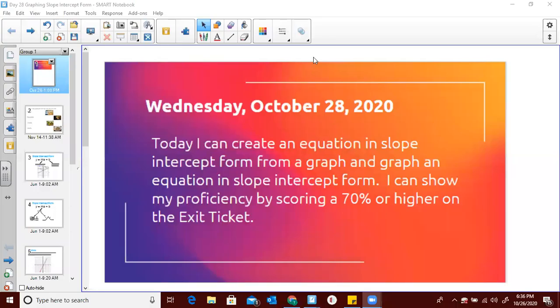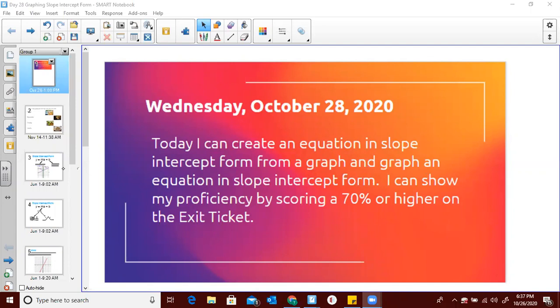Okay, so today we're going to continue with slope and intercept using our linear equation, or linear... I just lost the word... linear function, there it is. So today you're going to be able to create an equation in slope-intercept form from a graph and be able to graph an equation in slope-intercept form.